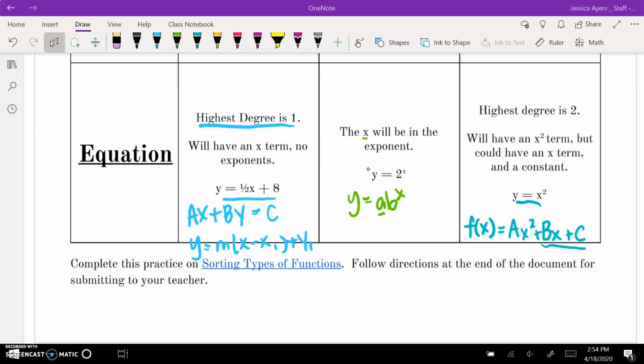Now you're going to complete the practice on sorting types of functions. Follow the directions at the end so you can submit that to your teacher. There are videos in there on how to complete it.